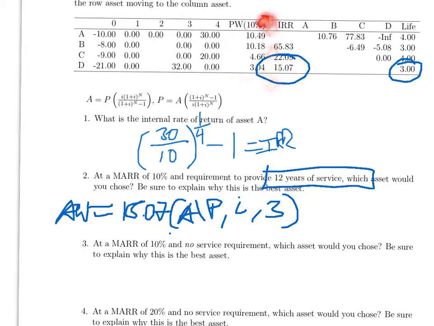Well, all the assets are good because they're all positive. So what you need to do then is just pick the asset with the highest present worth, which is asset A. And that's the correct answer to this one. Just say that you've done that because it has the highest present worth, 10.49%.